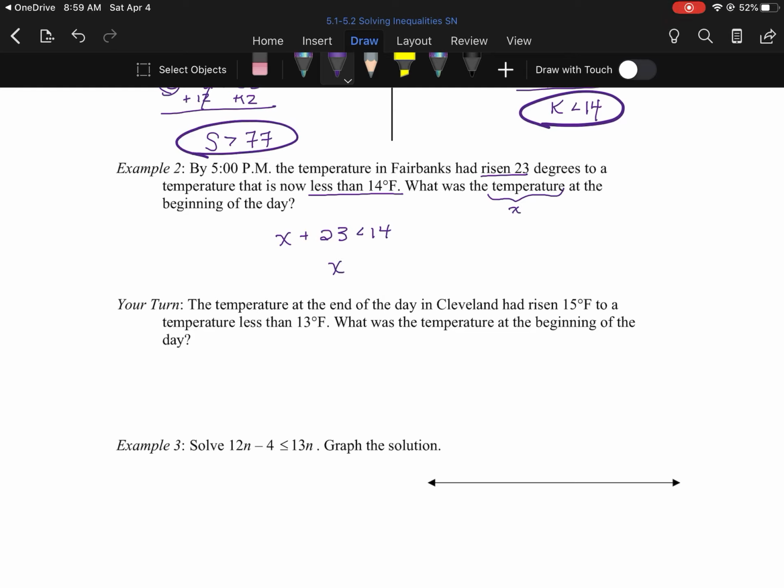So it must have been pretty cold. So now if we go ahead and solve this inequality, so subtract 23 from both sides, 14 minus 23 is negative 9. So we know the temperature was less than negative 9 degrees Fahrenheit. So again, pause the video, try the your turn, then come back and double check yours.